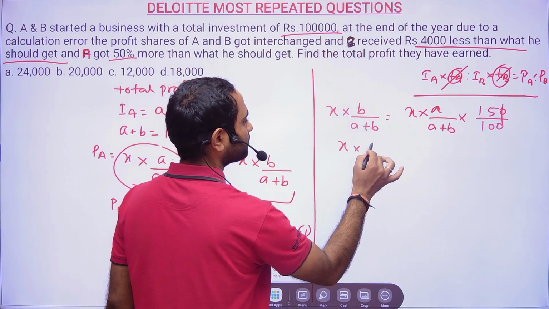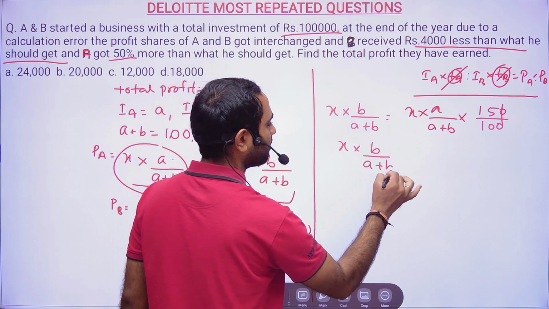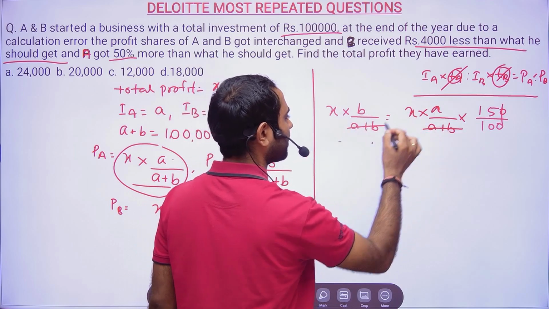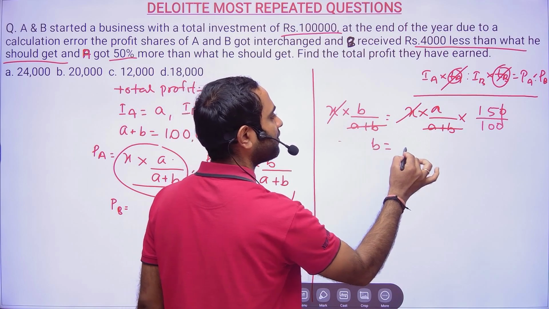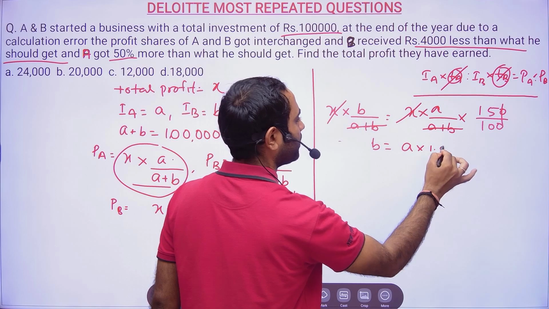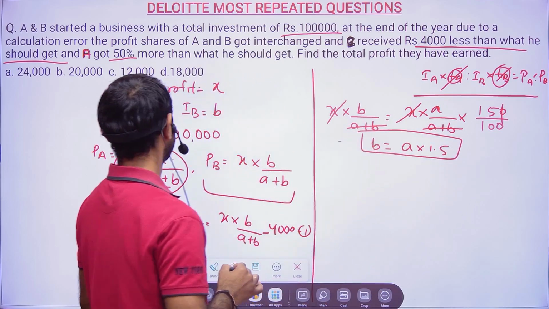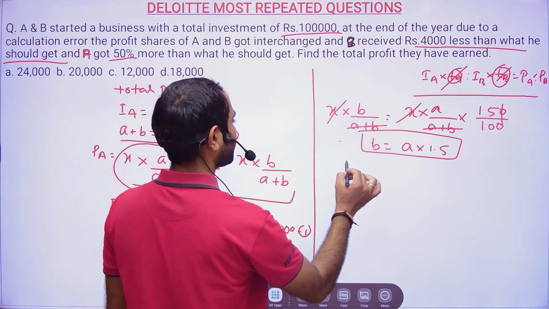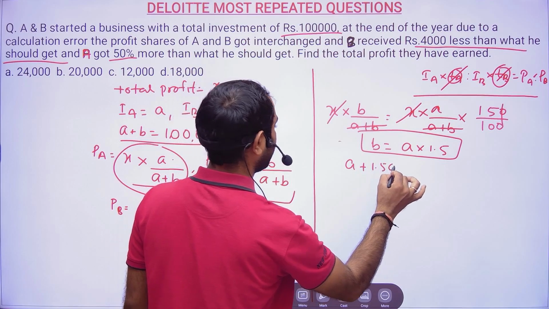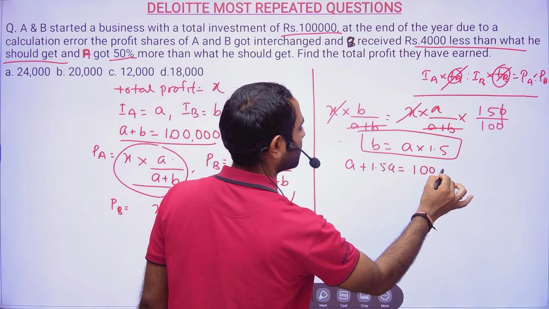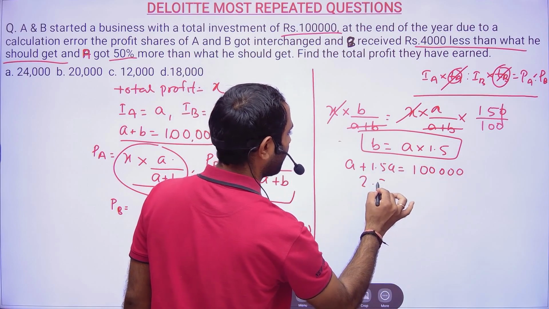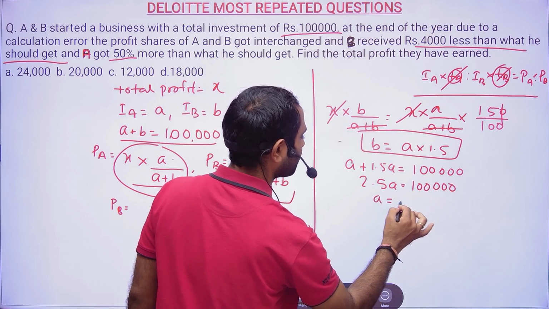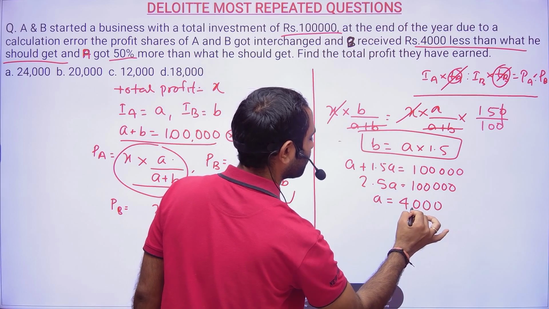So X into B divided by A plus B. Okay, so one more thing you see, this and this got cancelled, X also got cancelled, so B will be A into 1.5. Now there is one more equation, this is a star equation. So I can put B is equal to 1.5 A, and A plus 1.5 A is equal to 1,00,000. So 2.5 A will be 100,000. So A will be nothing but 40,000 here.